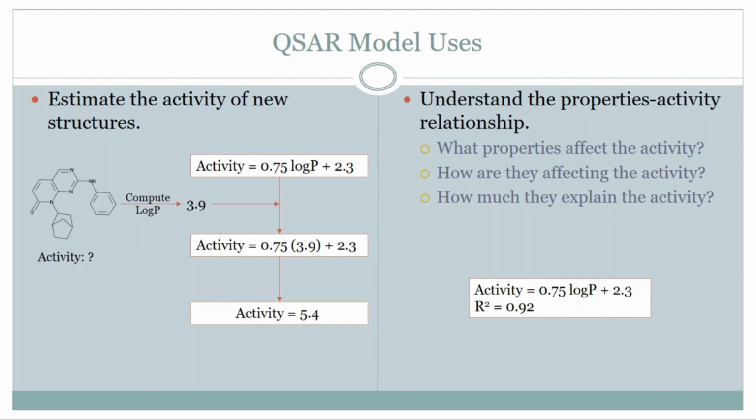So for example, in this equation we can tell that the log P is positively correlated with the activity, and also it is affecting the activity, which accounts for the hydrophobic characteristics of the structures. And also we can tell from the R squared that it is explaining the variation in activity by 92%. Now how do we reach this conclusion, or how do we understand this? This is going to be explained in the regression analysis lecture, but this is just to give you an intuition about what QSAR models are and how they are used.